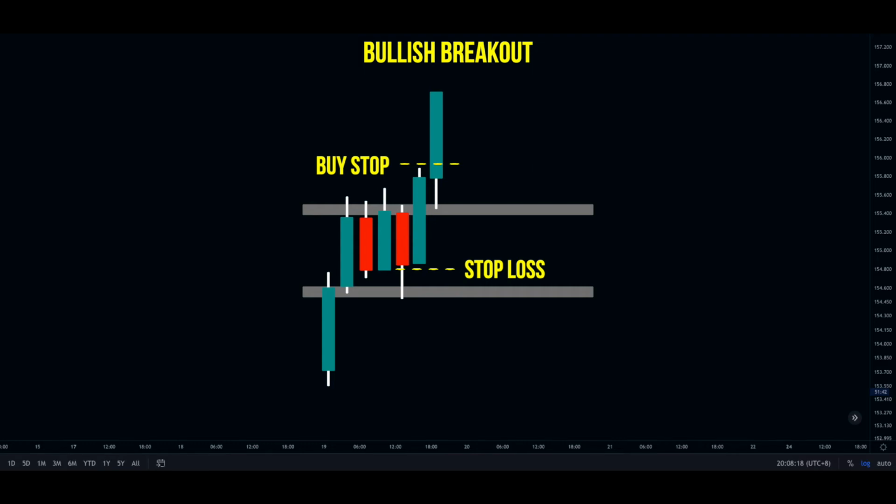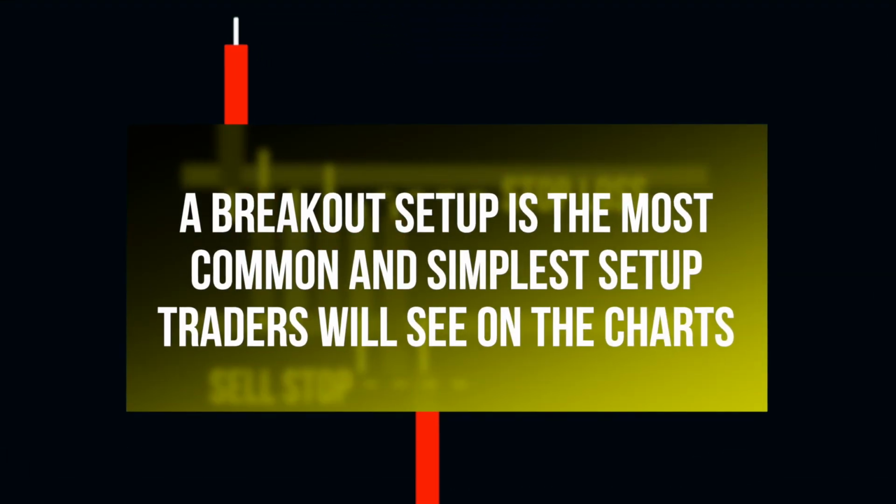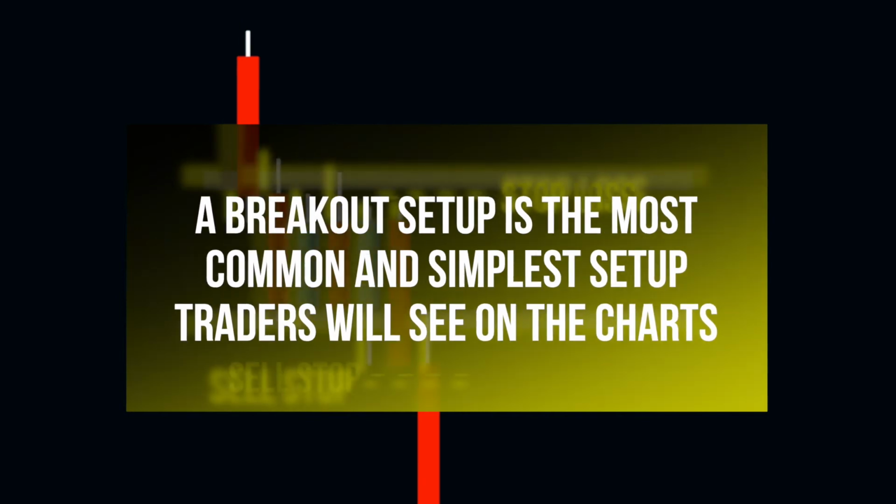Here's a bearish example. This candle managed to close outside of the range and is the beginning of a breakout setup. Price broke out of the range. Now we'll wait for the next candle to form a top wick. Once this candle flips bearish, we'll place our sell stop below the low of the previous candle and our stop loss at the top of the breakout candle, looking for price to drive down to our take profit once our sell stop is activated. A breakout setup is the most common and simple setup traders will see on the charts.